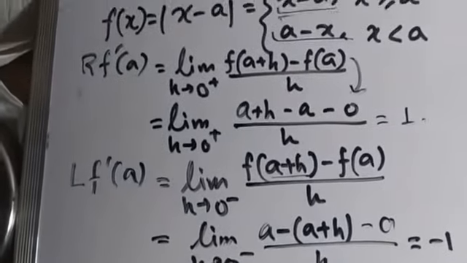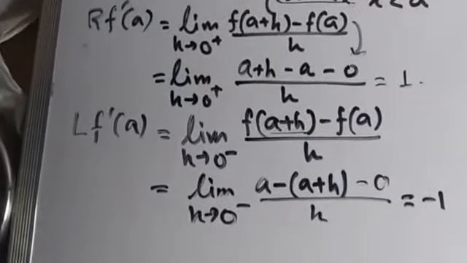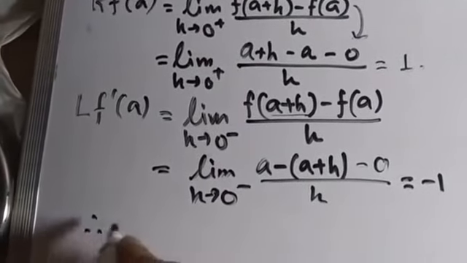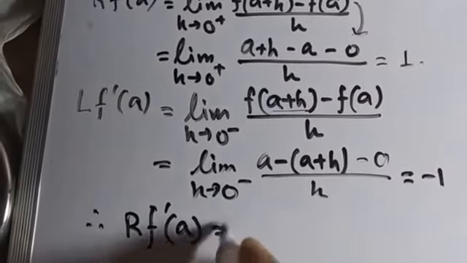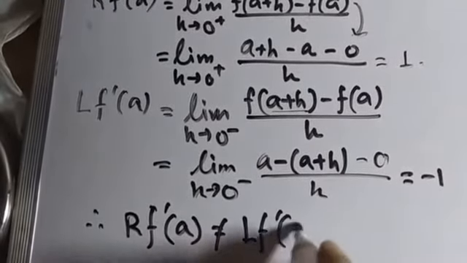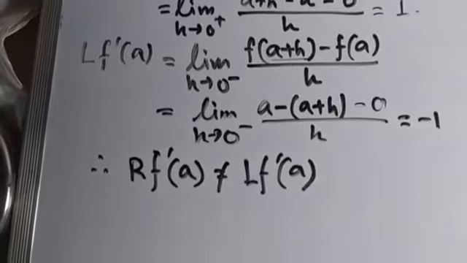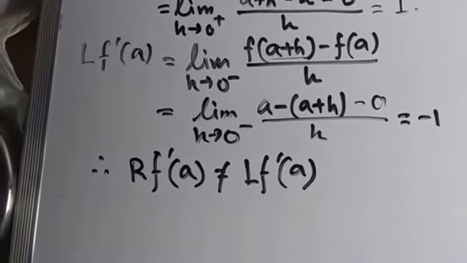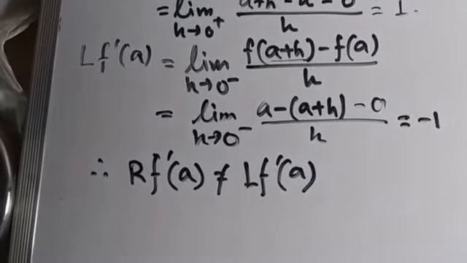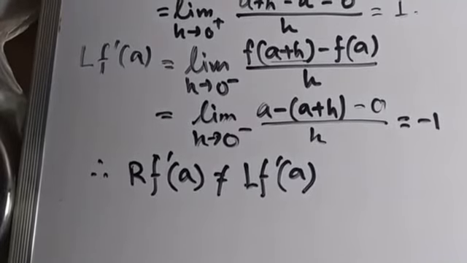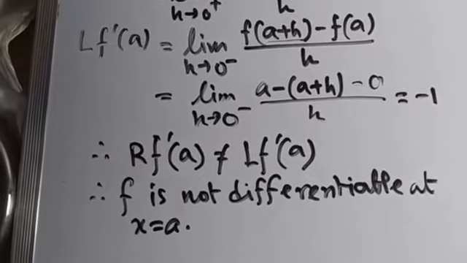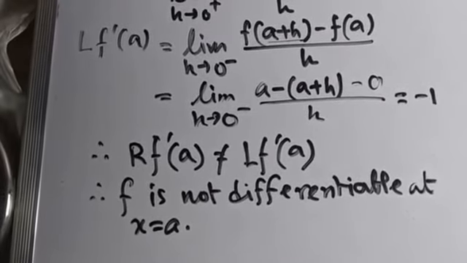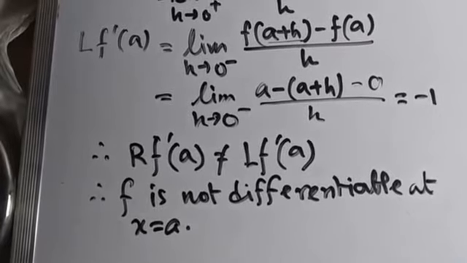So the right hand derivative is 1 and the left hand derivative is minus 1. So easily we can say that the differentiability at the point a will not hold. So the modulus function, that is mod of x minus a, is not differentiable at the point a. So that's how we calculate the existence of derivative using the first principle.